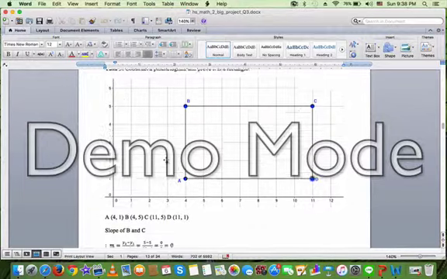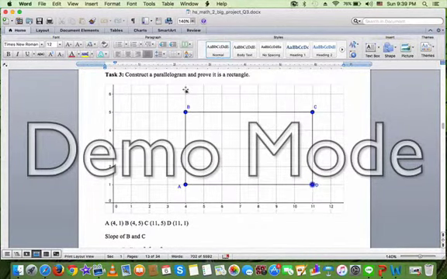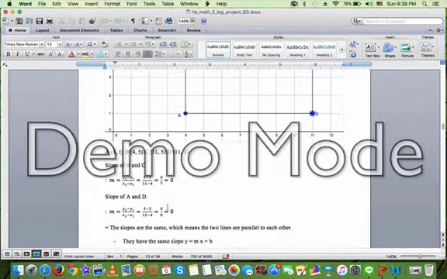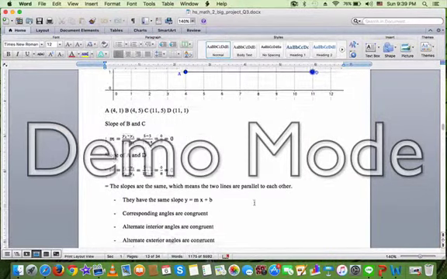Proceed to the next one, which is construct a parallelogram and prove that it is a rectangle. So it's kind of the same thing as the previous task. First I label the coordinates and then make a triangle by the GeoGebra.